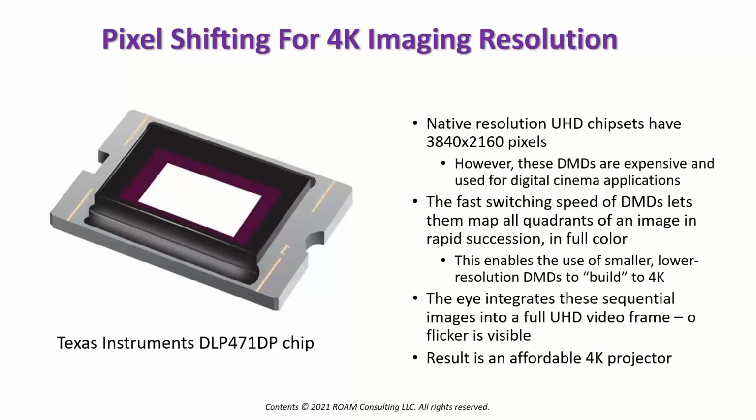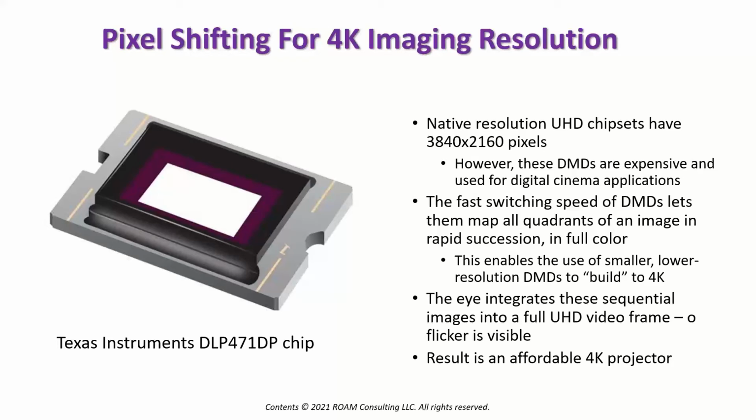So what they can do is, by changing the angle, they can map all the quadrants of an image in rapid succession in full color. That enables the projector manufacturer to use a smaller, lower cost DMD to get to 4K resolution. Fortunately, nature has blessed us with eyes that can't keep up at that refresh rate. So what we see is a flicker-free 4K or Ultra HD image. We don't see all these intermediate steps being mapped. So the upper left, the upper right, lower left, lower right, we just see a full image, and we see it at 60 times a second, or 100 times a second, or 120 times a second.